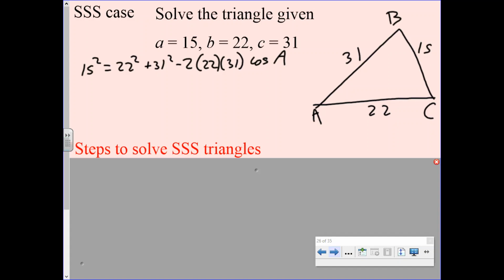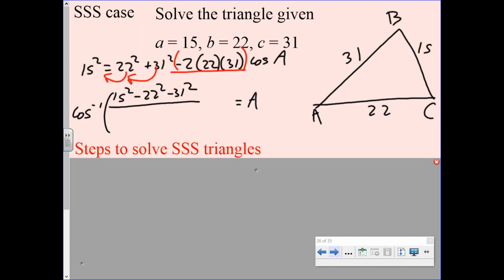We're not going to take the shortcut of just popping that in there and letting the calculator do all the work. Because when we solve this for A, it's always going to be the same kind of pattern. Thinking of it algebraically, I'm going to move the 22 squared across, move the 31 squared across, and then divide by this whole quantity, and all of a sudden cosine A is by itself. We know from the previous unit that whenever we want to find an angle, we can do the inverse cosine of that whole quantity, and it'll give us the measure of the angle. So I'm going to do this all in one step. Angle A is equal to the inverse cosine of 15 squared minus 22 squared minus 31 squared, all divided by negative 2 times 22 times 31.